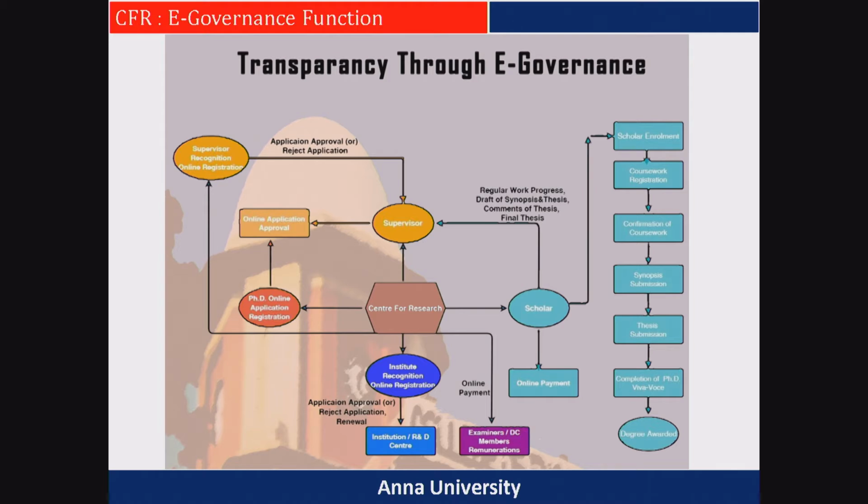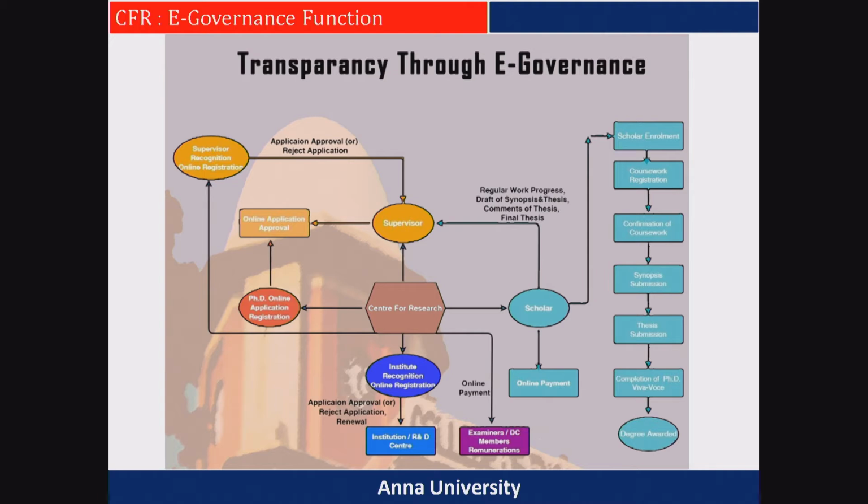Okay, see, the right side is the scholar activities, the left side is the supervisor activity, and the bottom side is research center recognition. By default, the 4 campuses of the university, government engineering colleges and constituent colleges are approved as research centers. Then the self-finance engineering colleges, if they want to become approved research centers, have to apply to the Center for Research. For which also there are certain norms suggested by our university, right? Once those norms are fully satisfied, Anna University will issue that college, that particular department, approval as a research center or a recognized research department.